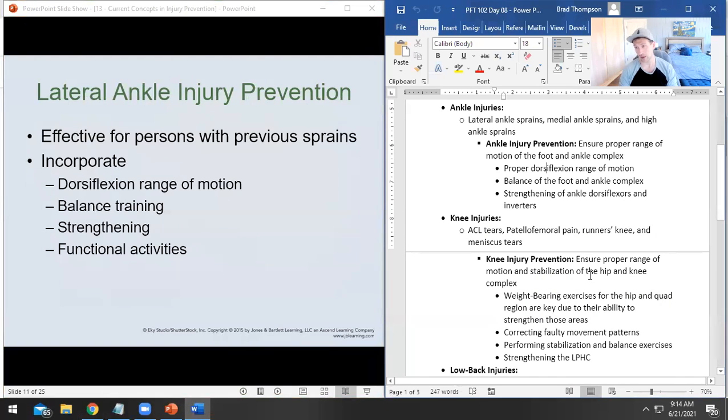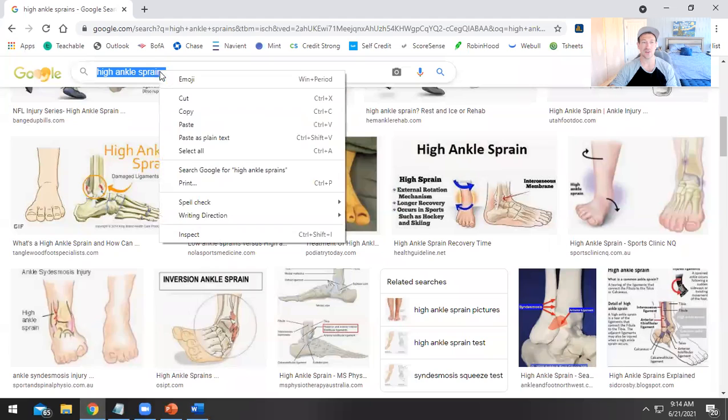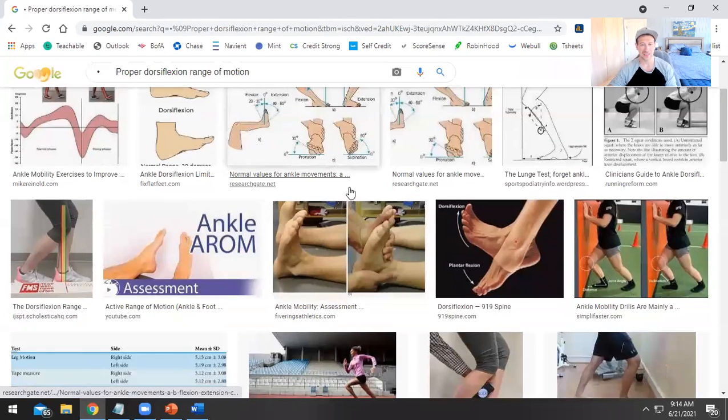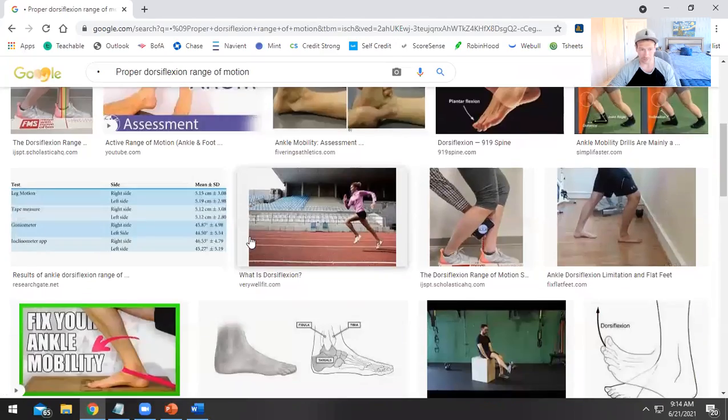So how do we prevent it? We talked a lot about it. How do we fix this problem? Well, one of the biggest things is proper dorsiflexion range of motion. That'll honestly get you so far. So proper dorsiflexion range of motion, this is where sometimes there are pieces of equipment out there that you can actually get and practice with.